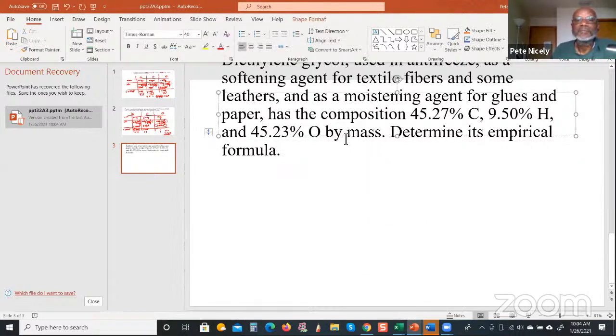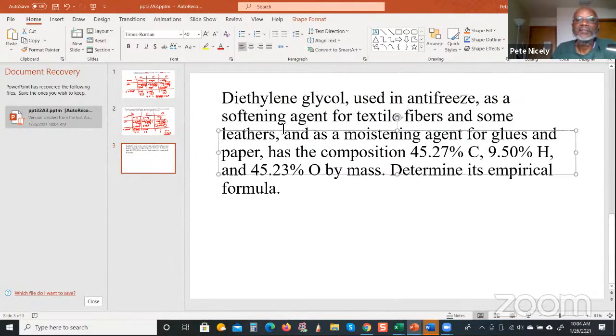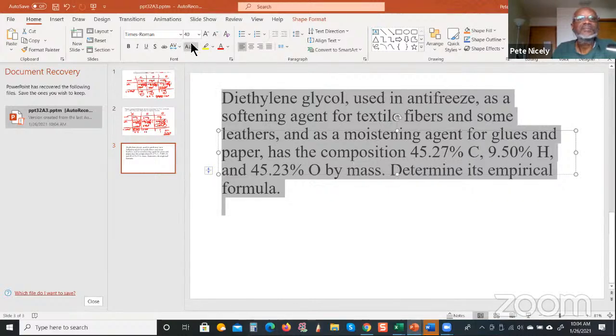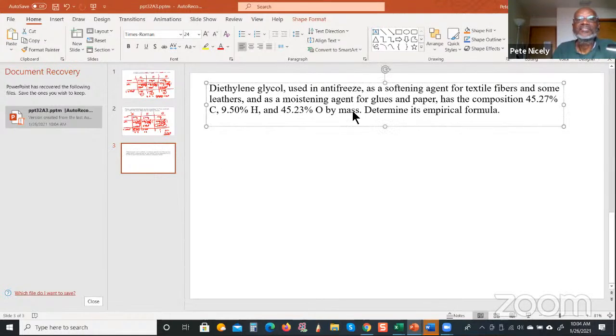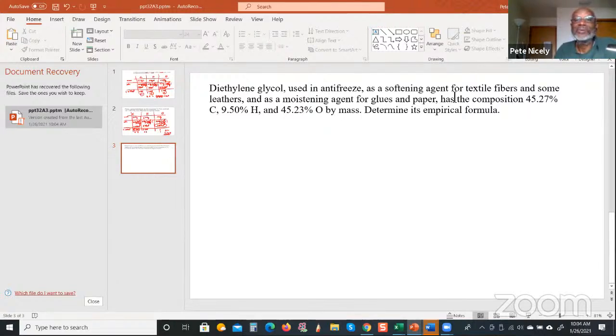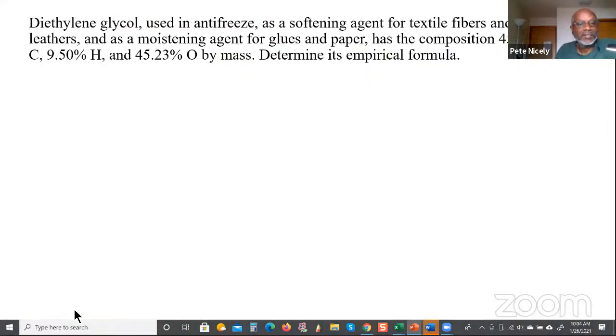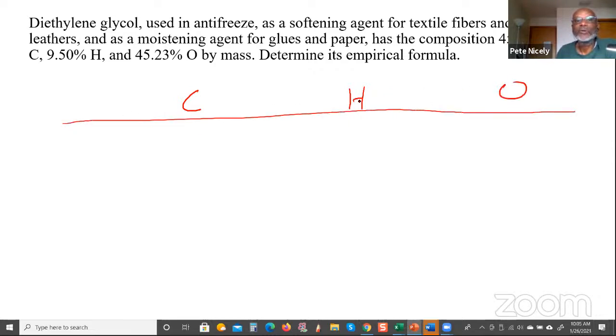Let me bring this down and try to make the font smaller. Okay, so similar problem, same elements actually, but different percentages. And again, the same task, you're asked to determine the empirical formula. Like before, we're going to construct a table: carbon, hydrogen, and oxygen. Again, we're going to assume that the percentages are the same as the masses.